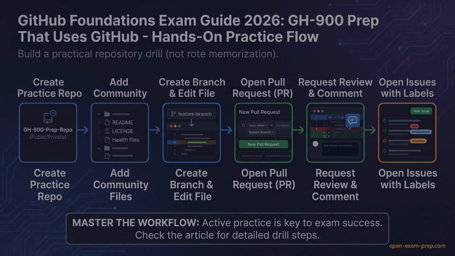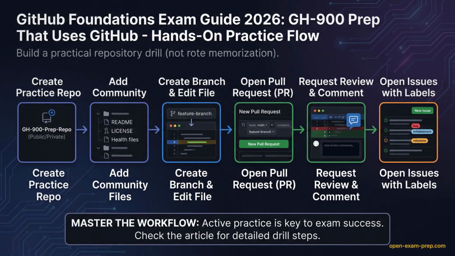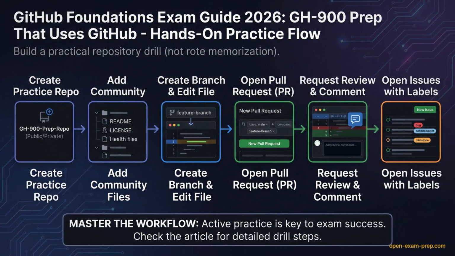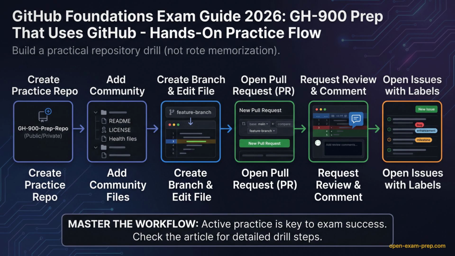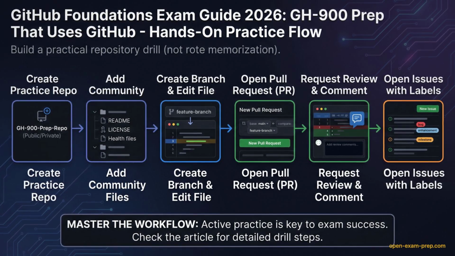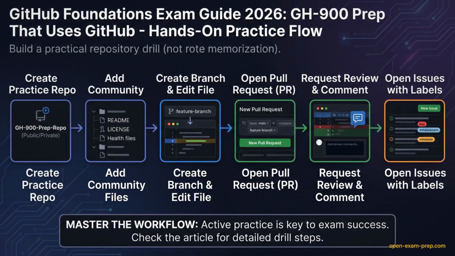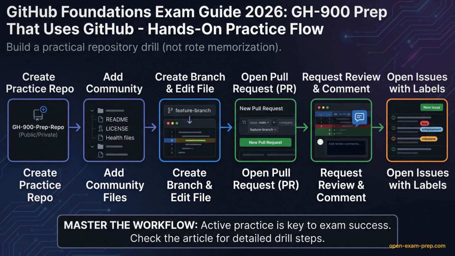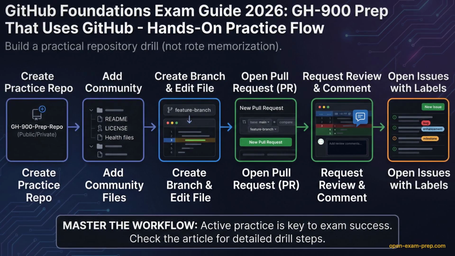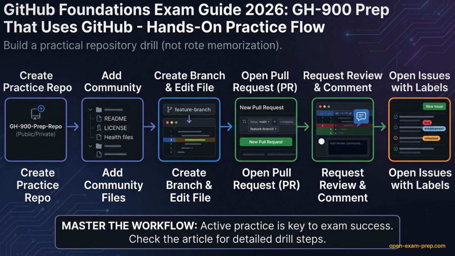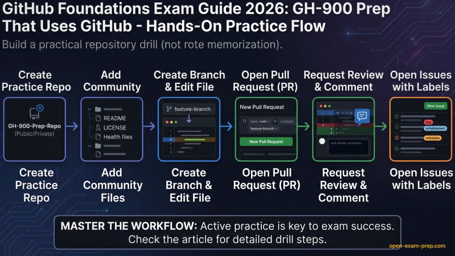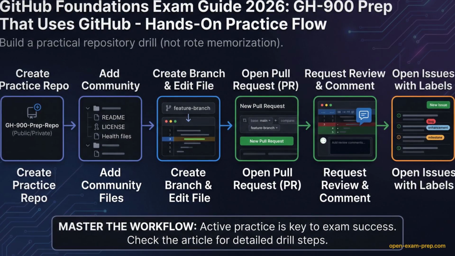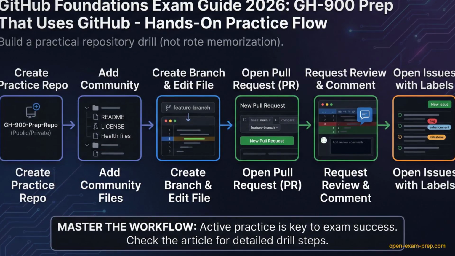The best way to build muscle memory is with a hands-on drill. Create a practice repository. Add essential files like a README and a license. Then create a new branch and edit a file. Open a pull request to merge your change and request a review from a collaborator. Next, open a few issues using labels and milestones to practice project tracking. This simple sequence covers repository basics, the core collaboration workflow, and project management fundamentals in a practical, repeatable way.